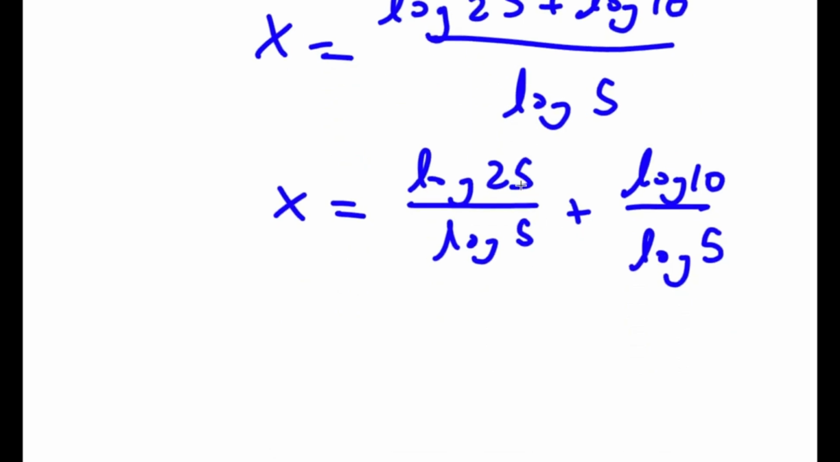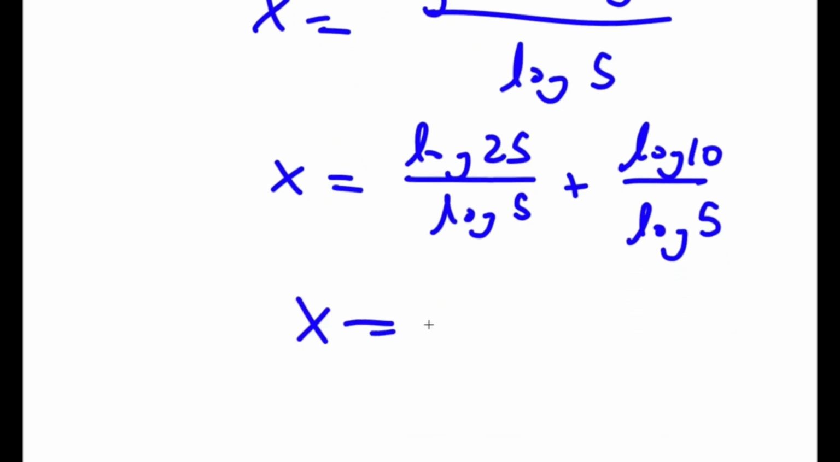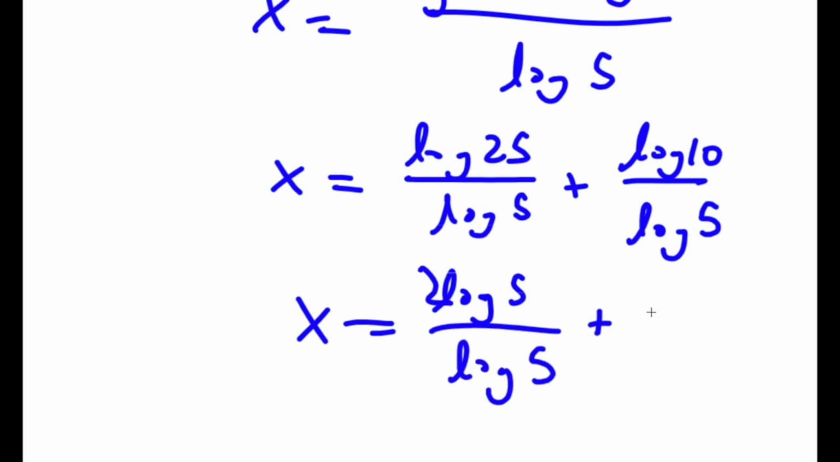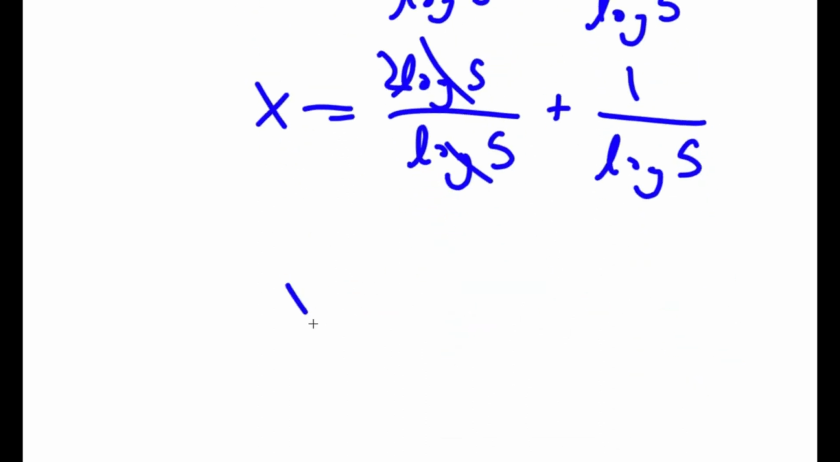And log 25, that's log of 5 squared. So I have log of 5 squared, and remember I can move this exponent to the front, so this is the same thing as 2 log 5 over log 5 plus log 10 over log 5, which is equal to 1 over log 5. So then these two cancel out, and now I get x is equal to 2 plus 1 over log 5.